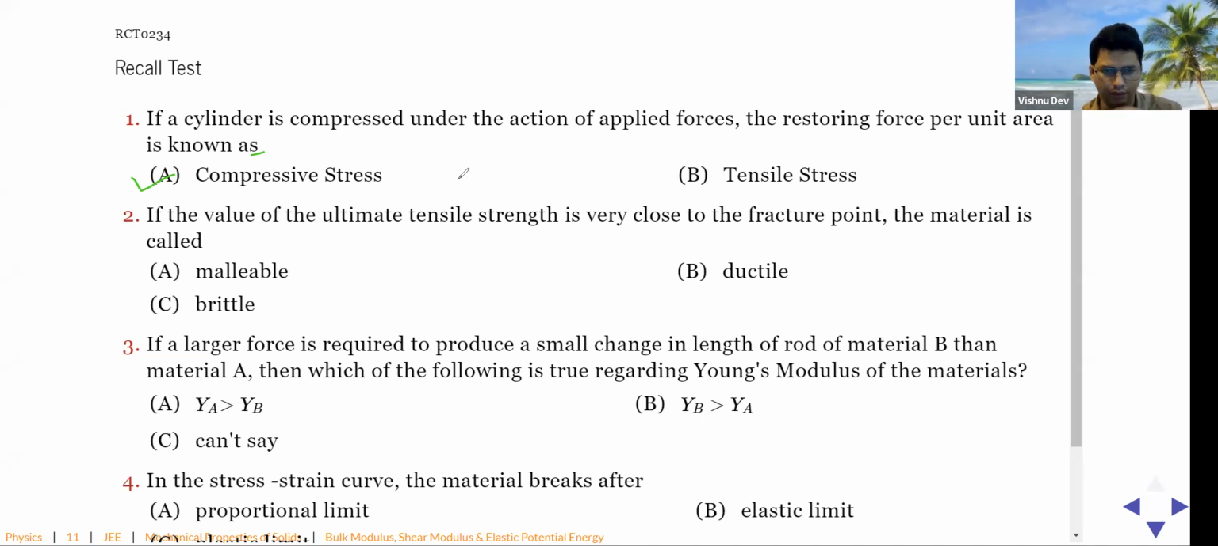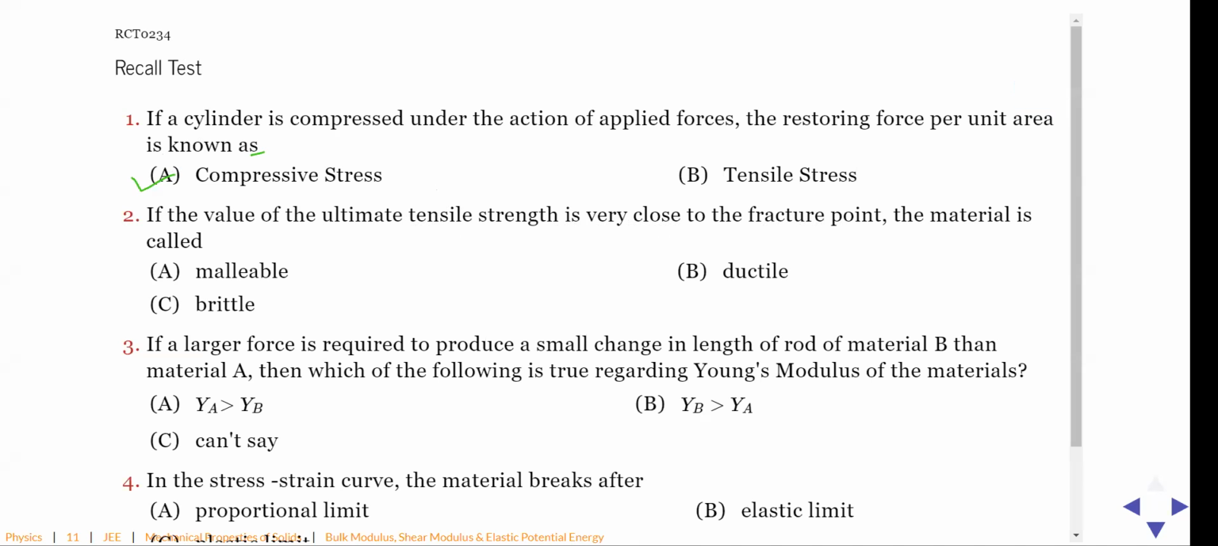If the value of ultimate tensile stress is very close to fracture point, think about it. If the value of ultimate tensile stress is very close to fracture point, then the material is called as, tell me. Brittle. Mostly you said brittle. Okay, very good.